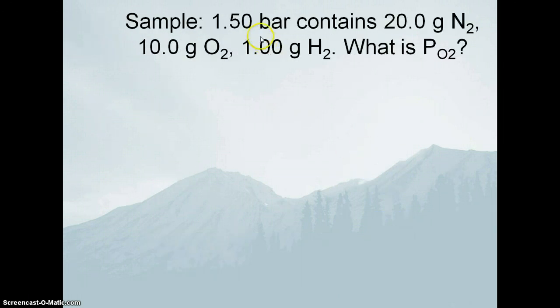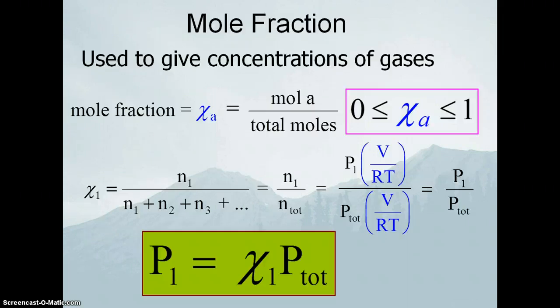So here we have a sample of gas, a total pressure of 1.5 bar. It contains a certain mass of nitrogen, a certain mass of oxygen, a certain mass of hydrogen. What is the pressure of the O2 gas? Well, you might think, oh, okay, I'm being asked for pressure and I'm given masses, I have to use the ideal gas law. But notice that I give you absolutely no information about the temperature or the volume, because it doesn't matter. So I have mole fraction, I'm looking for the pressure of a certain component, and I know what the total pressure is, so I just need to know what the mole fraction of that component is.